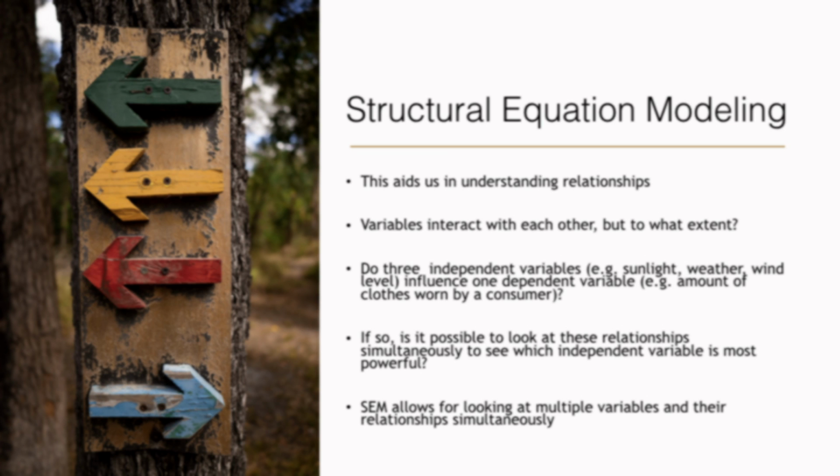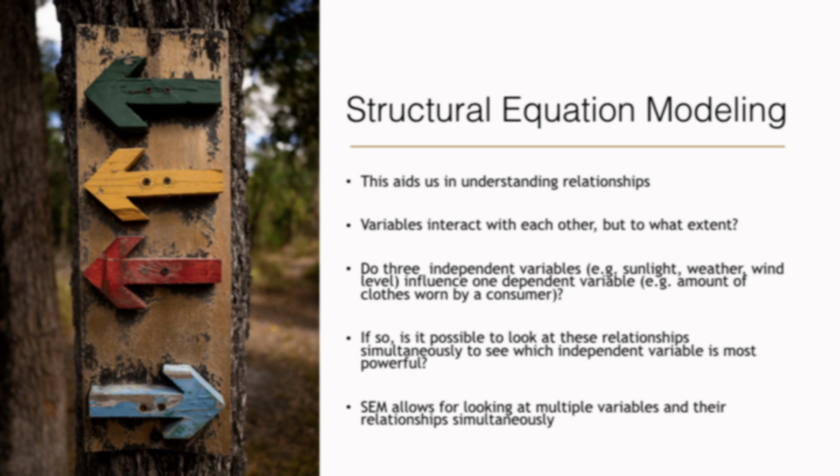Structural equation modeling, the explanation for it. This aids us in understanding relationships. Variables interact with each other, but to what extent? And we also know that variables interact with each other simultaneously. Do 3 independent variables, sunlight, weather, wind level, influence one dependent variable, the amount of clothes worn by a consumer? If so, is it possible to look at these relationships simultaneously to see which independent variable is most powerful?